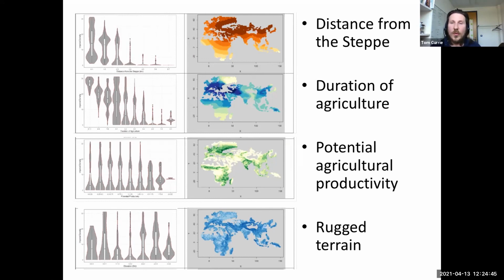And we see for distance from the steppe, our warfare measure, this relationship. The further away you get from the steppe, the less frequently large-scale societies occurred. And then also with duration of agriculture, the areas that have a longer duration of agriculture are the areas where large-scale societies were more common throughout history. There doesn't appear to be any relationship going on here with agricultural productivity and ruggedness of terrain.